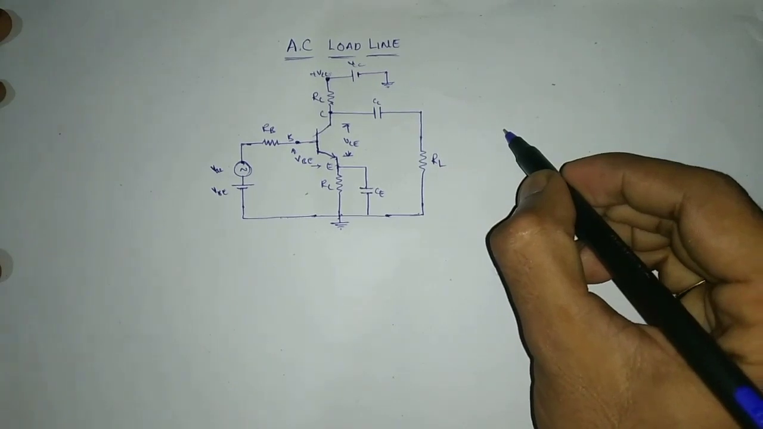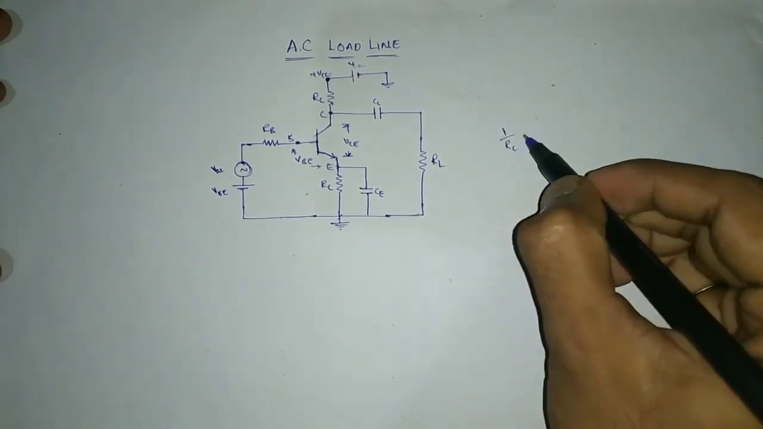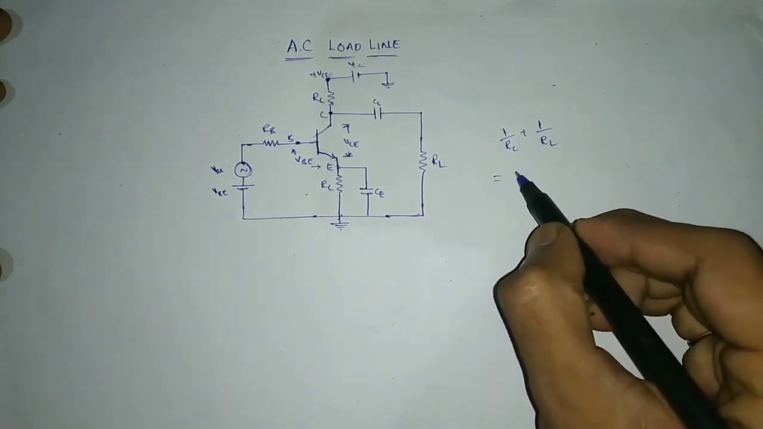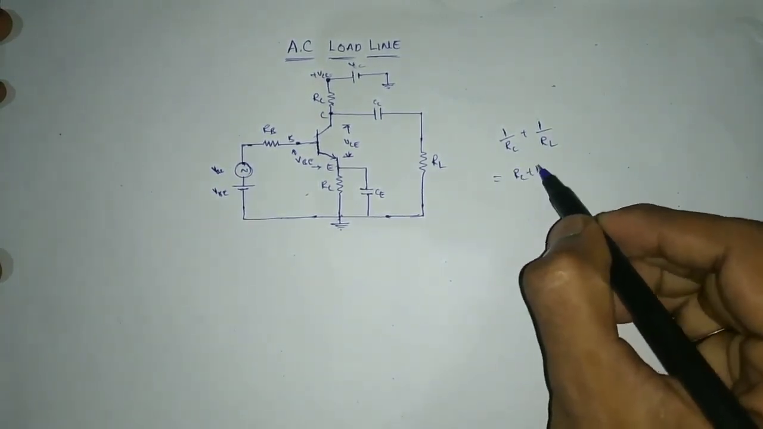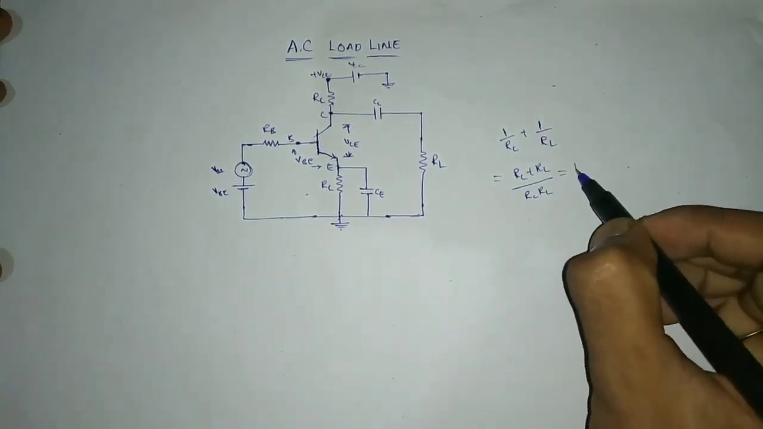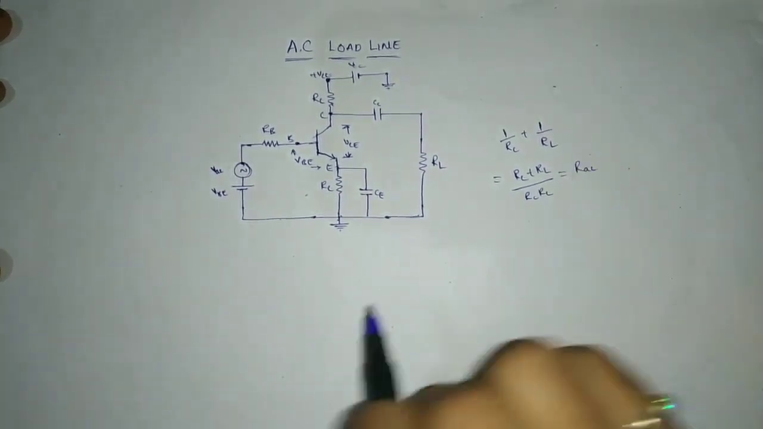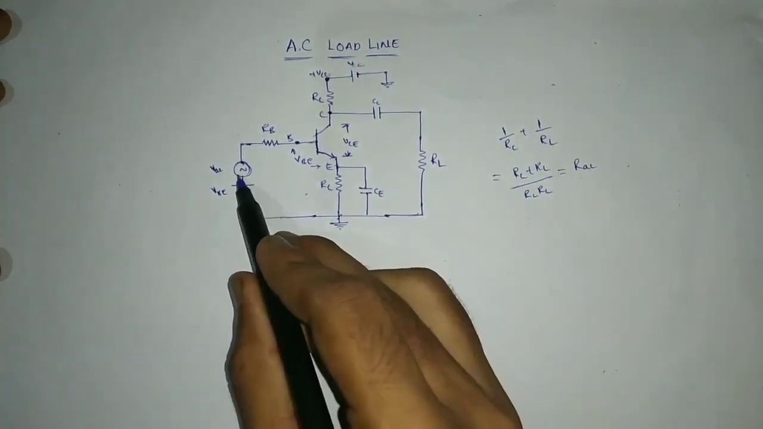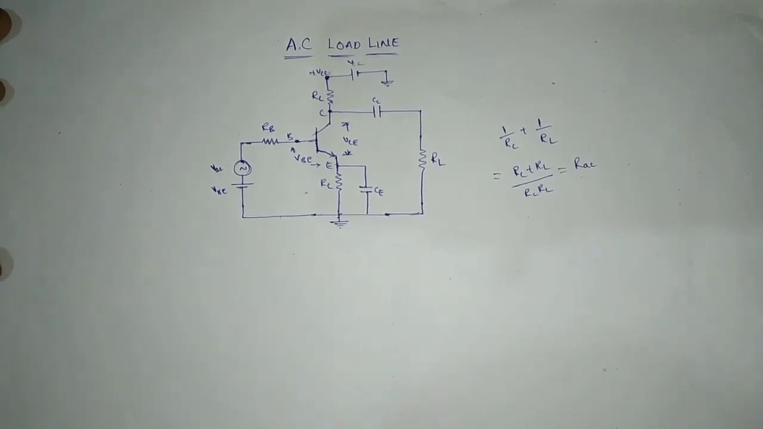So the equivalent impedance is 1 by RC plus 1 by RL, that is equal to RC plus RL by RC into RL. This is equal to RAC. Let us assume this as RAC, that is the resistance offered for AC input.